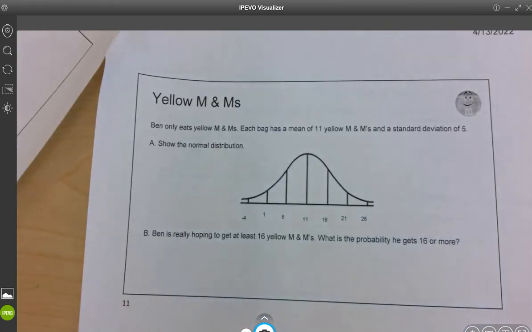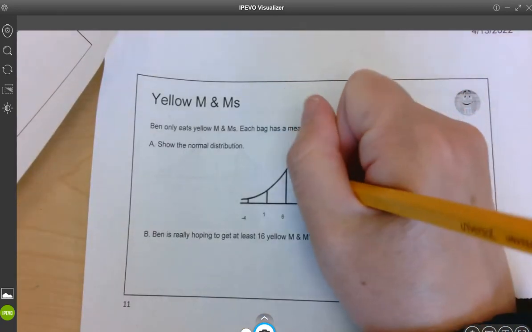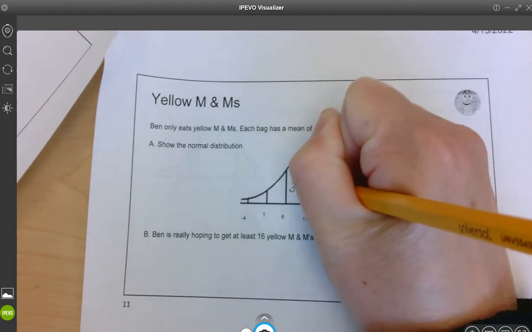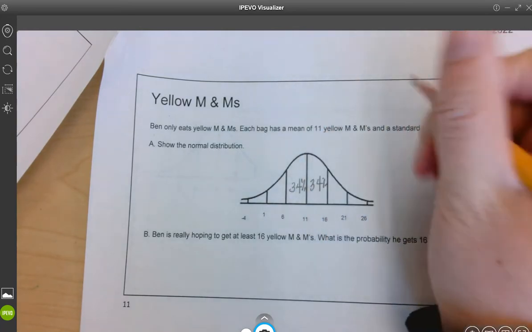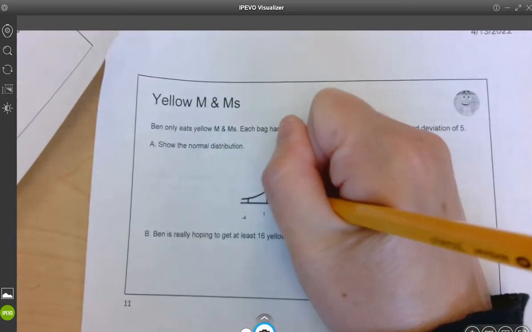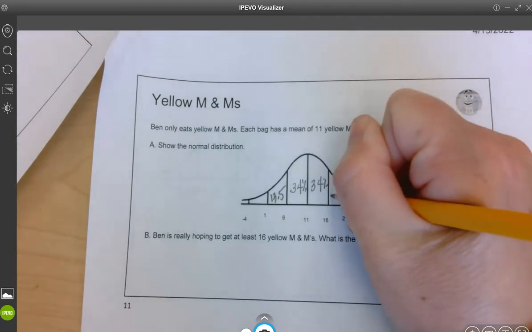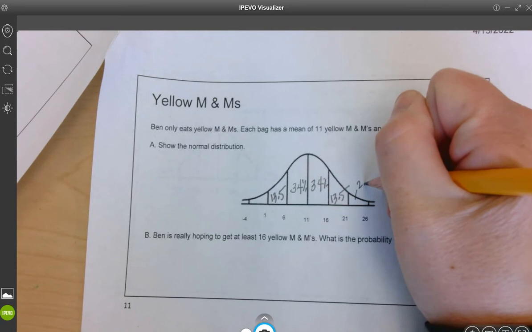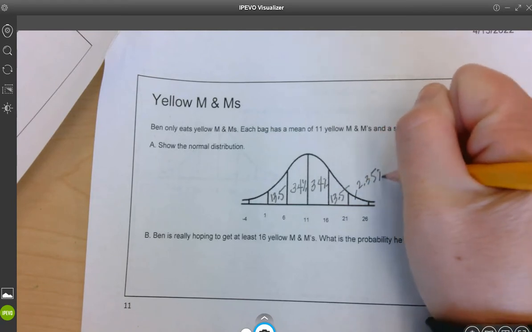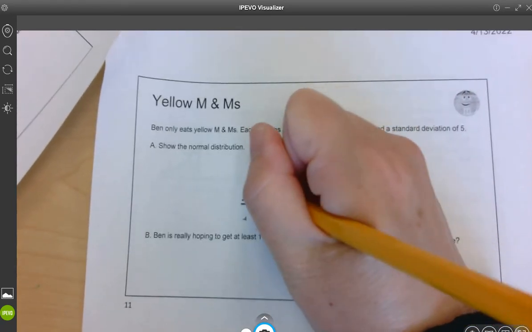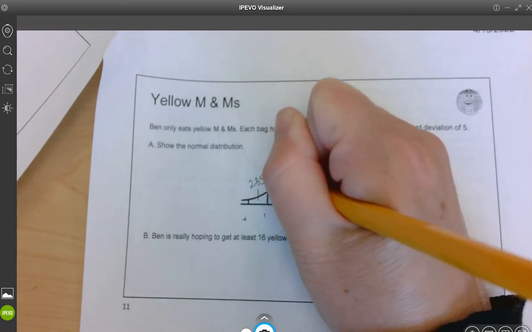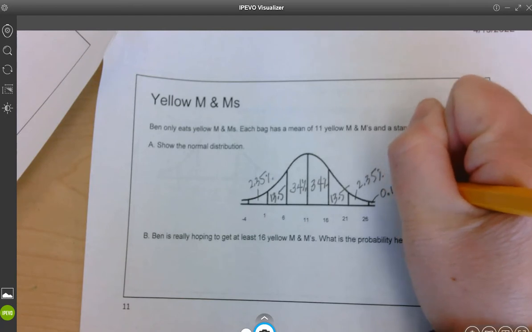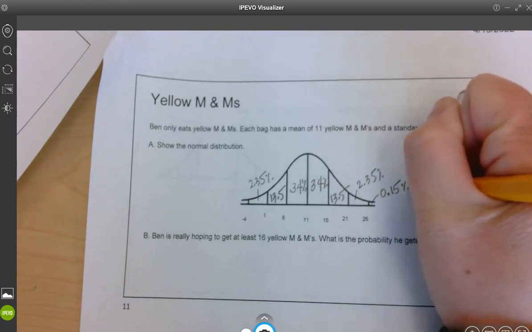Okay, so let's start by just filling in your percentages. So we have in the middle 34 and 34. Notice that there's symmetry. And then we've got 13.5 on each of these. And then these, I can't fit it in there, so I'm going to write out here 2.35%. And then finally at the end, we have 0.15%. That means less than 1%. That's really small.